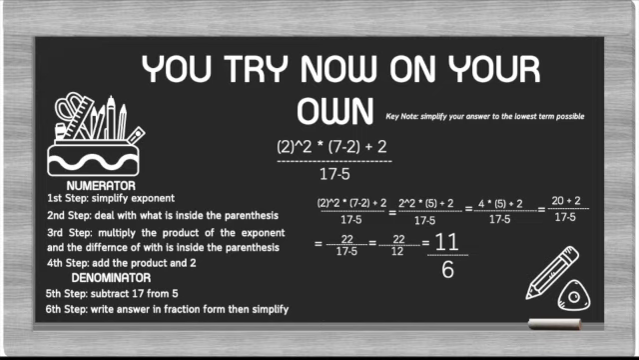In the fourth step, you will add the product and 2 together. For the denominator, you will subtract 17 from 5. In the final step, you will write the answer in fraction form and then simplify it. I am now reading from the right side.